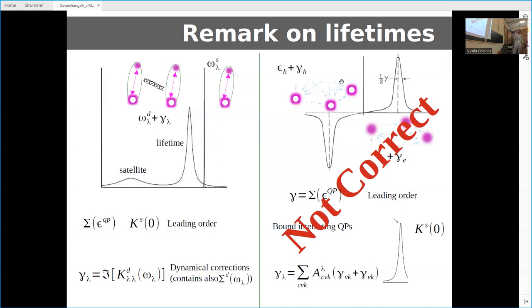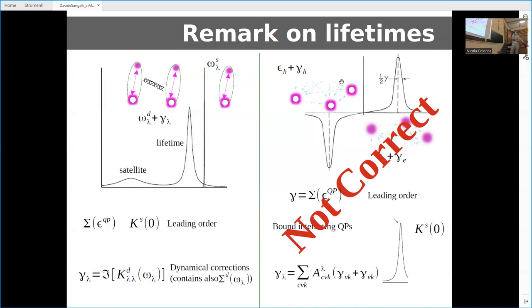The first reason is that here you see that the line width is coming from evaluating the self-energy at the quasi-particle energy. But instead, what you should do more formally is to evaluate the self-energy, or better, the kernel, at the excitonic energy. So somehow here you are evaluating the dynamical part at the wrong frequency, as far as the exciton is concerned.